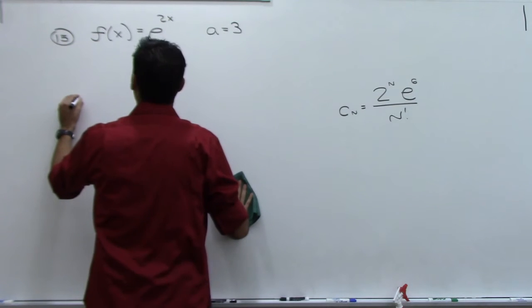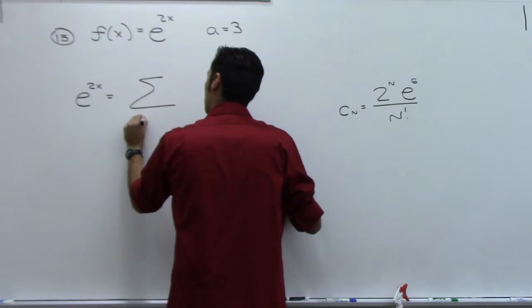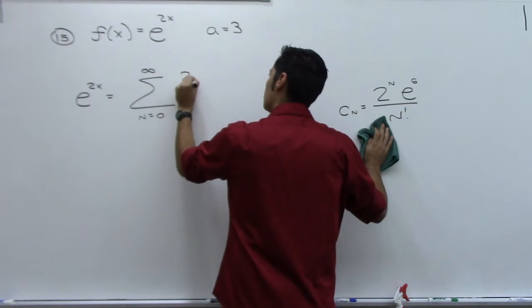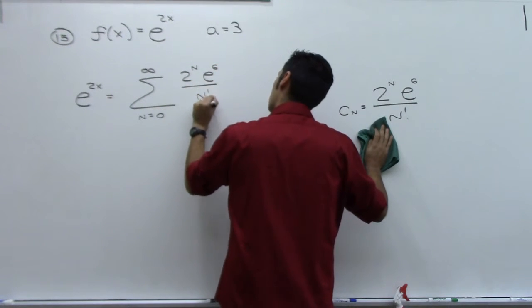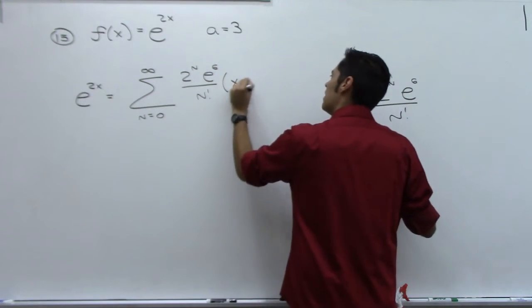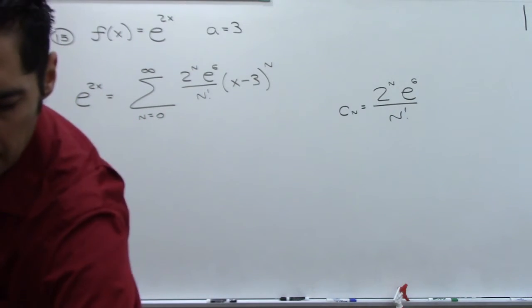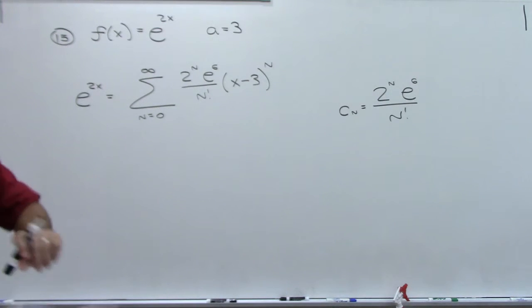It should be that e to the 2x is equal to the sum n equals 0 to infinity of the formula for c sub n, which is 2 to the n e to the 6th over n factorial, but then (x minus a) to the n. That'll do it.